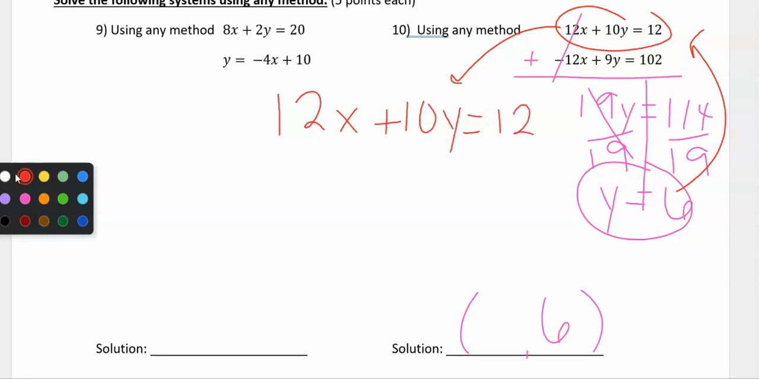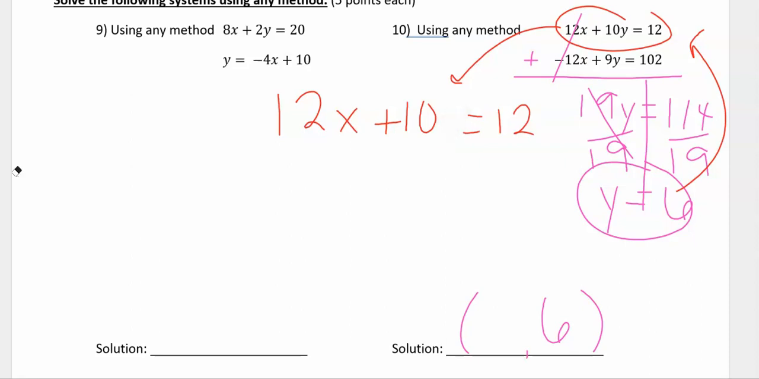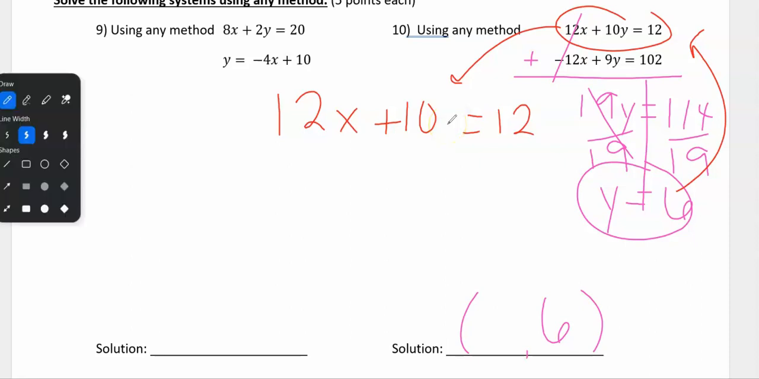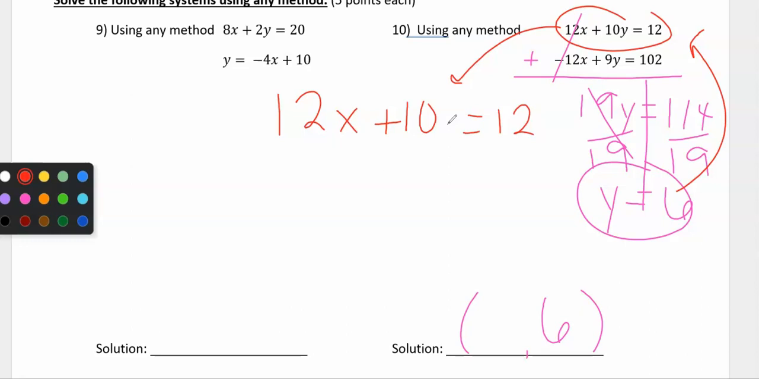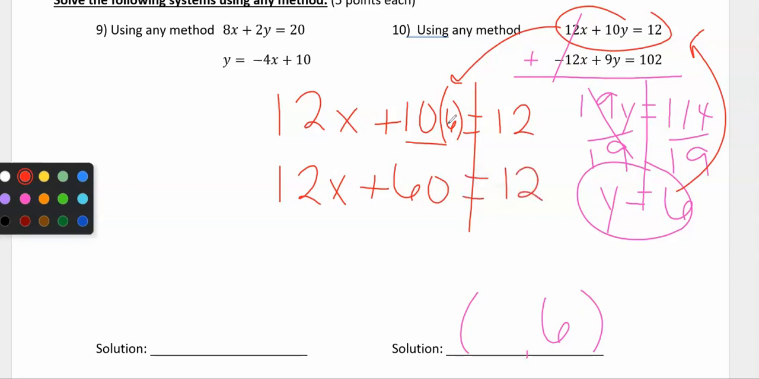We know that y is 6. So I'm going to take y out, and I'm going to plug 6 in its place. And now I'm just going to solve that for x. So 12x, let's see, 10 times 6, that's 60, equals 12. Now I subtract the 60 over. Be careful just with your adding and subtracting. Do not make small mistakes here.